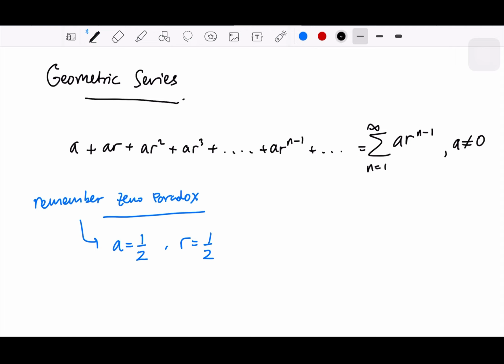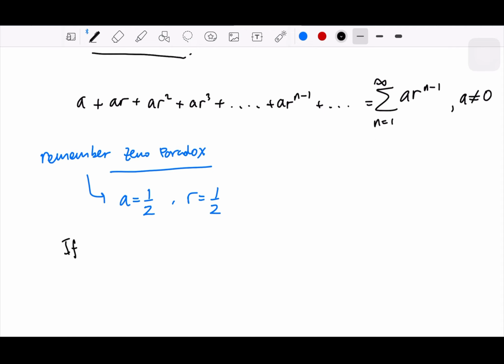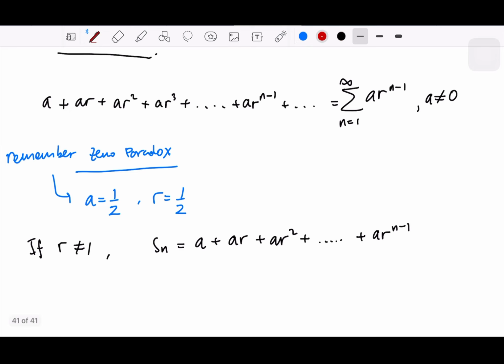If R is equal to 1, then A plus A up until the end will be positive or negative infinity, right? And then it will diverge. So if R is not equal to 1, we have Sn, the partial sum. This is the first equation.